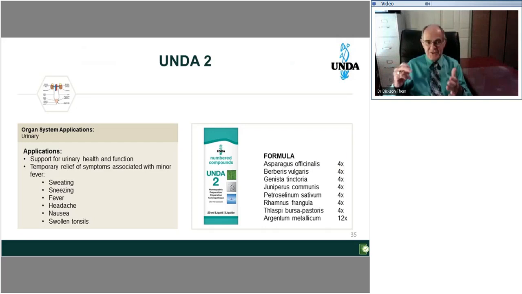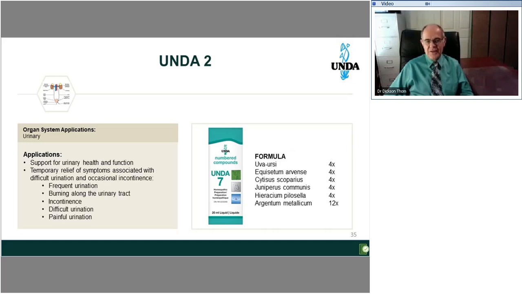In fact, you can use UNDA 2 with every organ system. Even though it says most applicable to the urinary system, which is true, you can use it for the nervous system and the respiratory system. In acute prescribing, UNDA number 2 is always one of the remedies because it will support primary and secondary emunctories, which is a very important aspect of things.